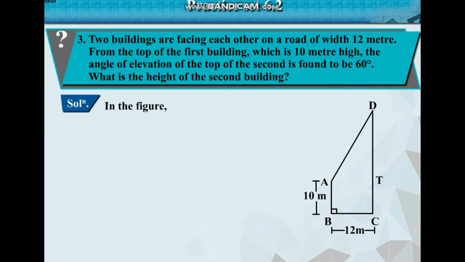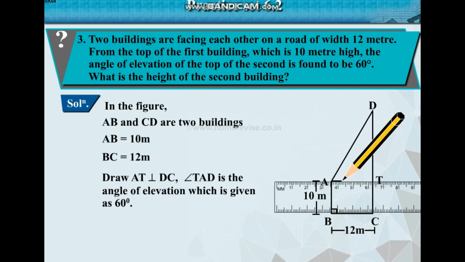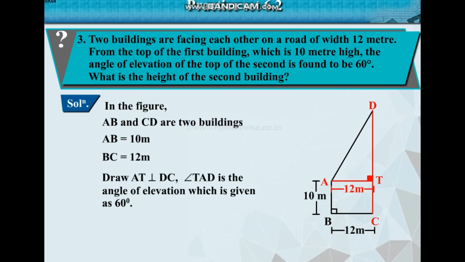Solution. In the figure, AB and CD are two buildings. AB is equal to 10 meters, BC is equal to 12 meters. Draw AT perpendicular to DC. Angle TAD is the angle of elevation which is given as 60 degrees.